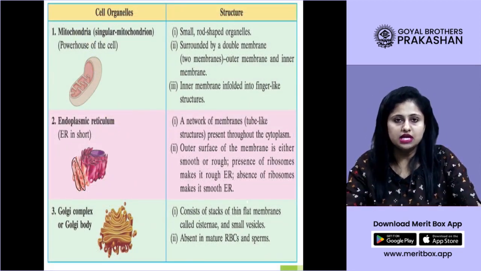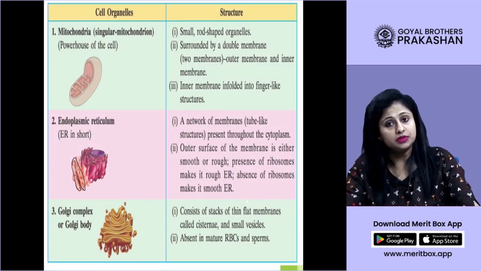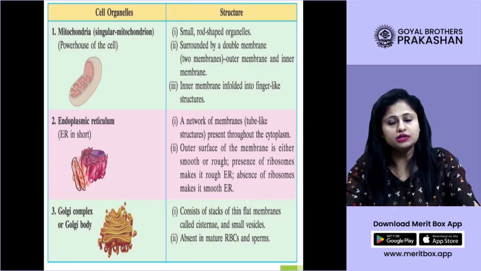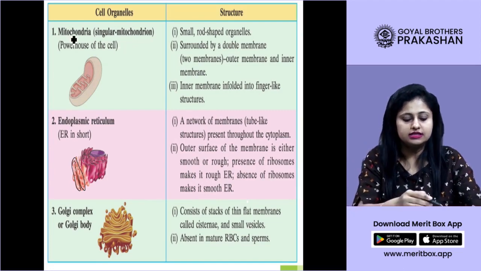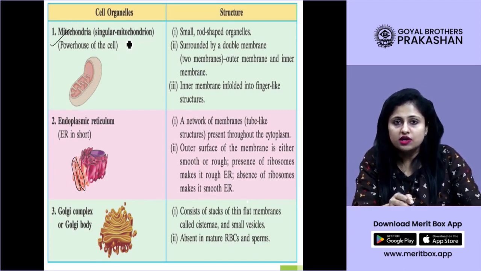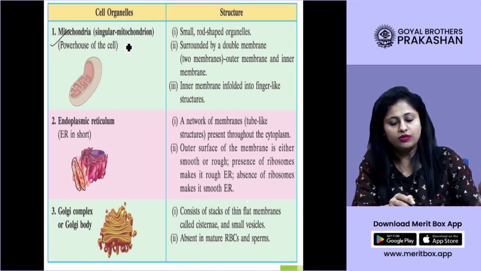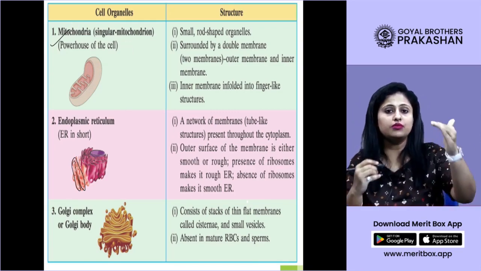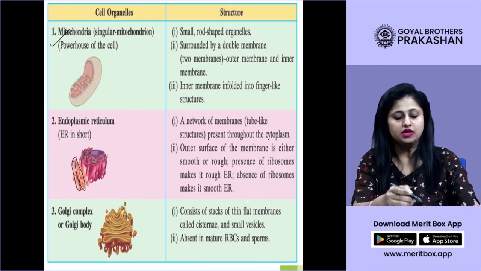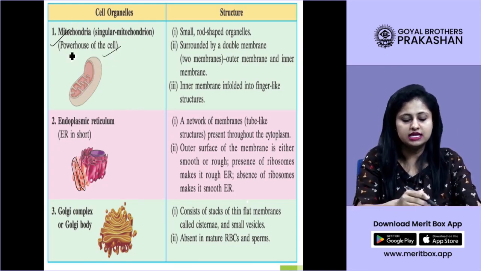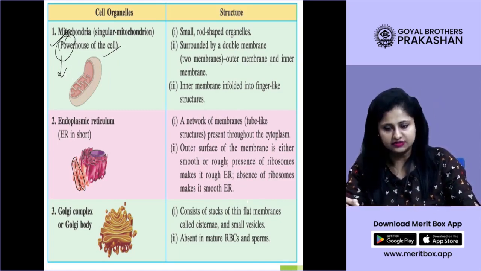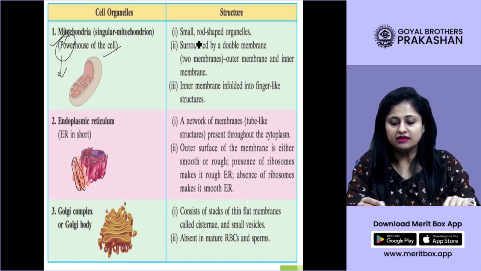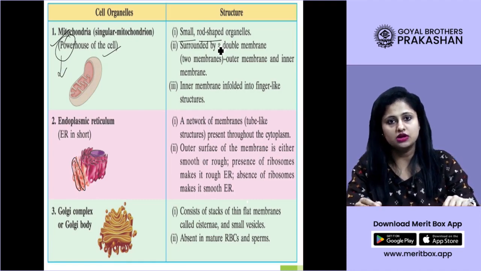So there are some cell organelles present in the cell and particularly in the cytoplasm. They float inside the cytoplasm, right? Number one, mitochondria. The singular of mitochondria is mitochondrion. One is mitochondrion and more than one are mitochondria. So this is known as the powerhouse of the cell because it provides power or energy to the cell to perform various metabolic activities. So if you could see the diagram, the mitochondria are the small and rod-shaped structures, rod-shaped organelles.